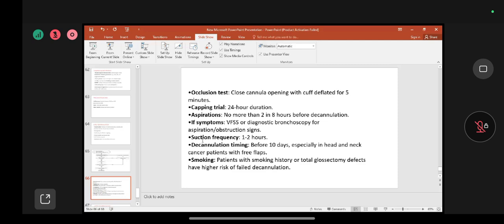Suction before decannulation, less suction frequency, and decannulation timing in head and neck cancer patients is before 10 days, as normal, because the longer the tracheostomy tube stays, the more they become habituated to it, so we start early in head and neck cancer patients. If the patient is smoking during and before the procedure, there is a higher risk of failed decannulation.